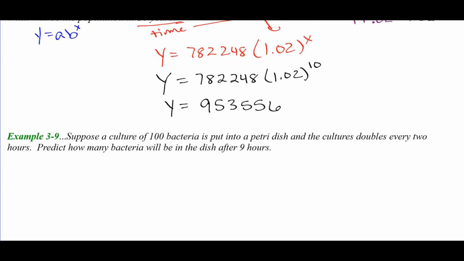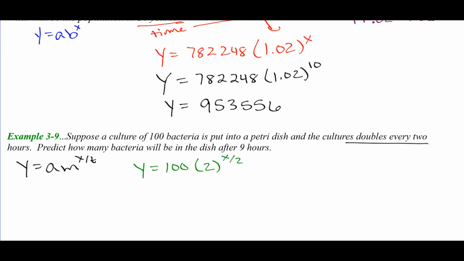Looking at this second example here, we have a culture of bacteria, 100, in a petri dish, and that doubles every 2 hours. So when we have this doubles situation, remember we're going to use that other equation. So y equals a times m to the x over t. So a is still my initial amount. I'm talking about doubling, so my m value is going to be 2, and it doubles every 2 hours, so my t value is also going to be 2. So we're going to start with y equals 100 times 2 to the x over 2.